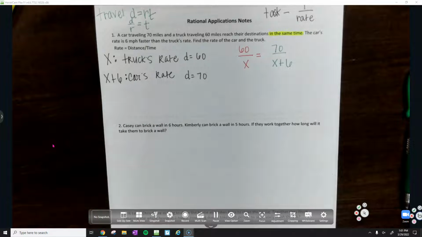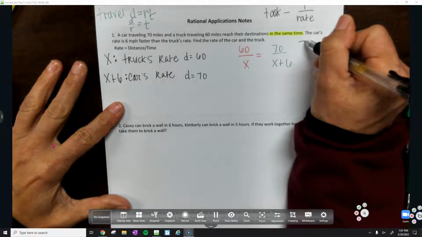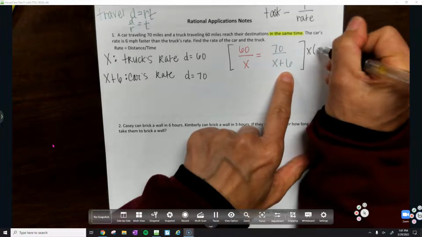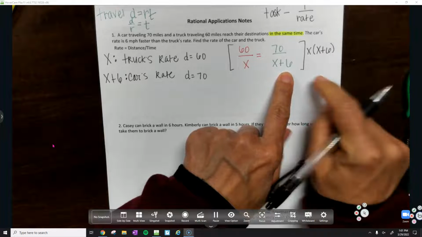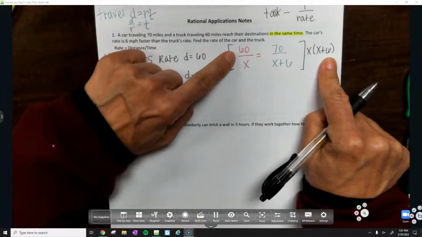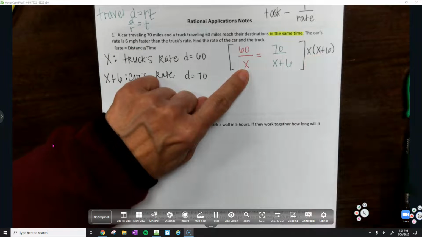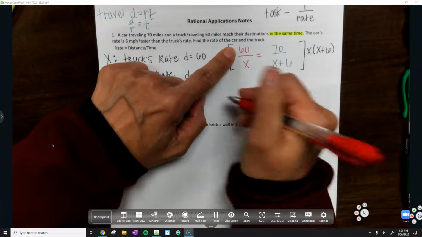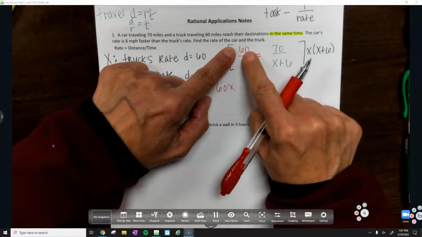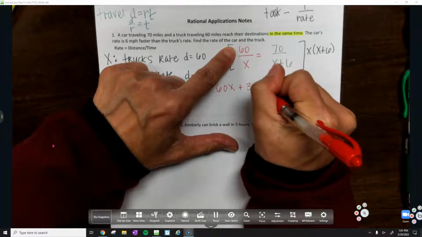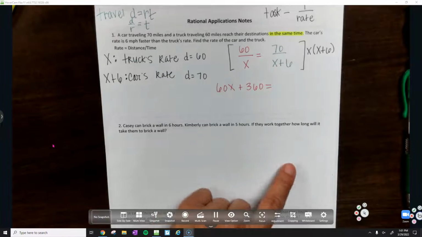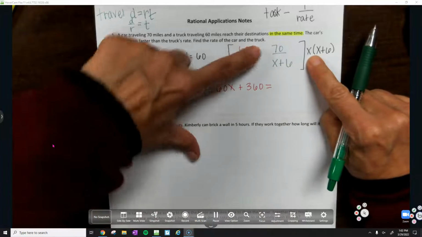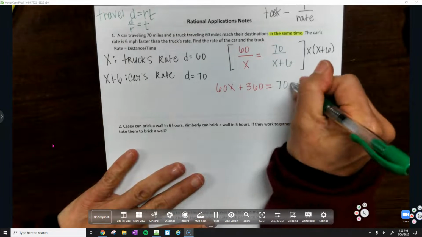Now what we're going to do is multiply both sides by the least common denominator. The least common denominator is both of these multiplied together. When I distribute this to the first term over here in red, these x's are going to cancel out, and that's going to be 60 times x plus 6. I'm going to distribute and get 60x. 60 times 6 is 360. On the other side of the equation, when I distribute, the x plus 6's are going to cancel out, and that's simply just going to be 70x.